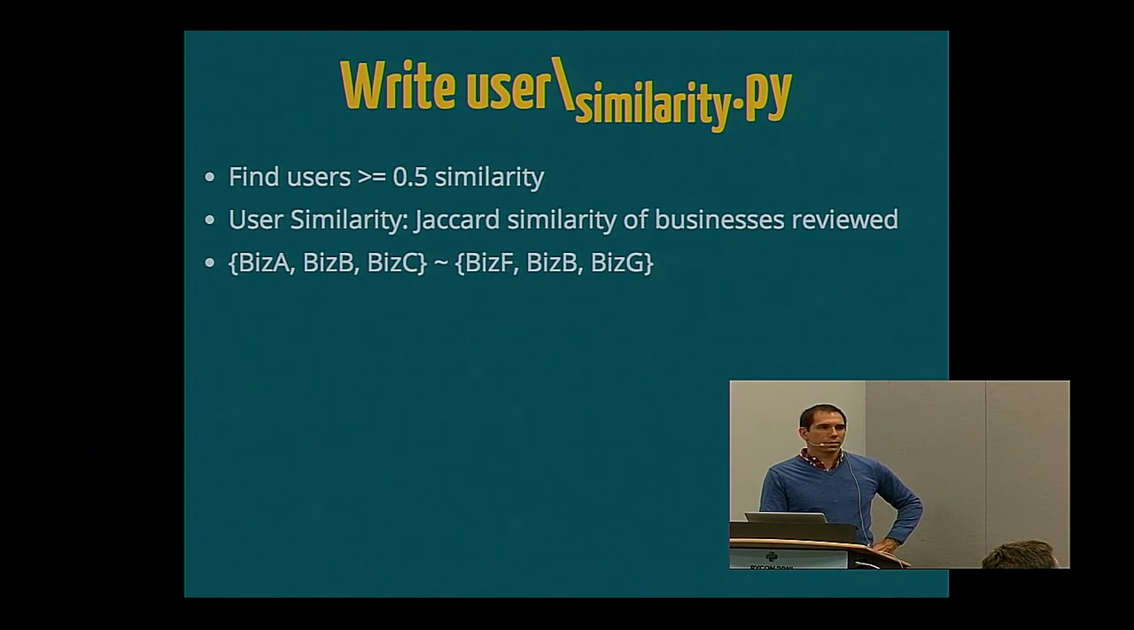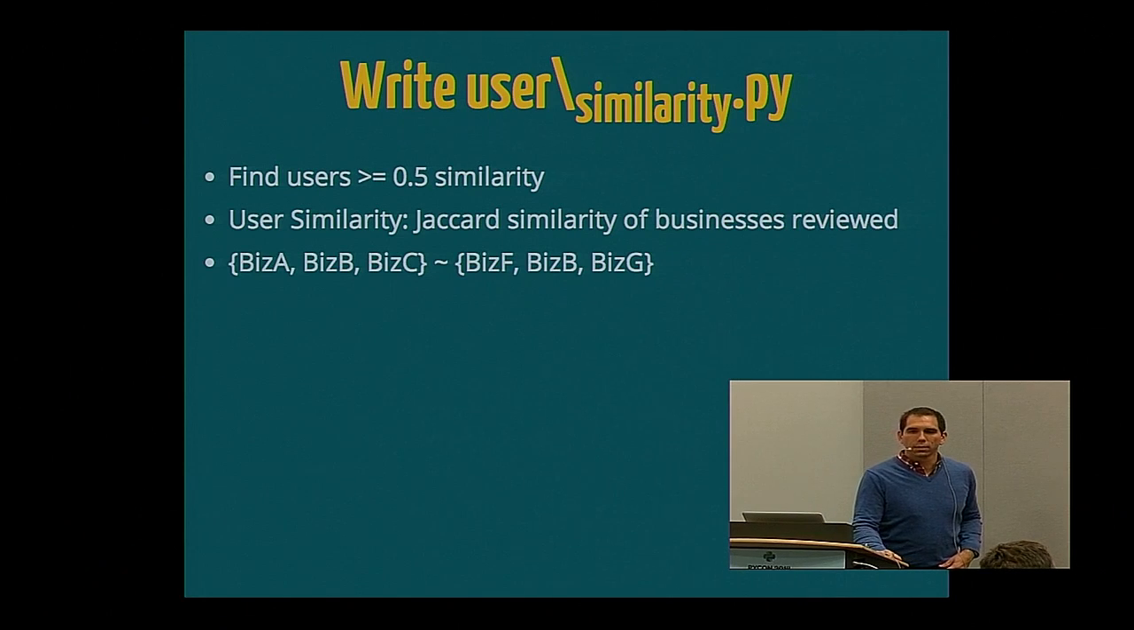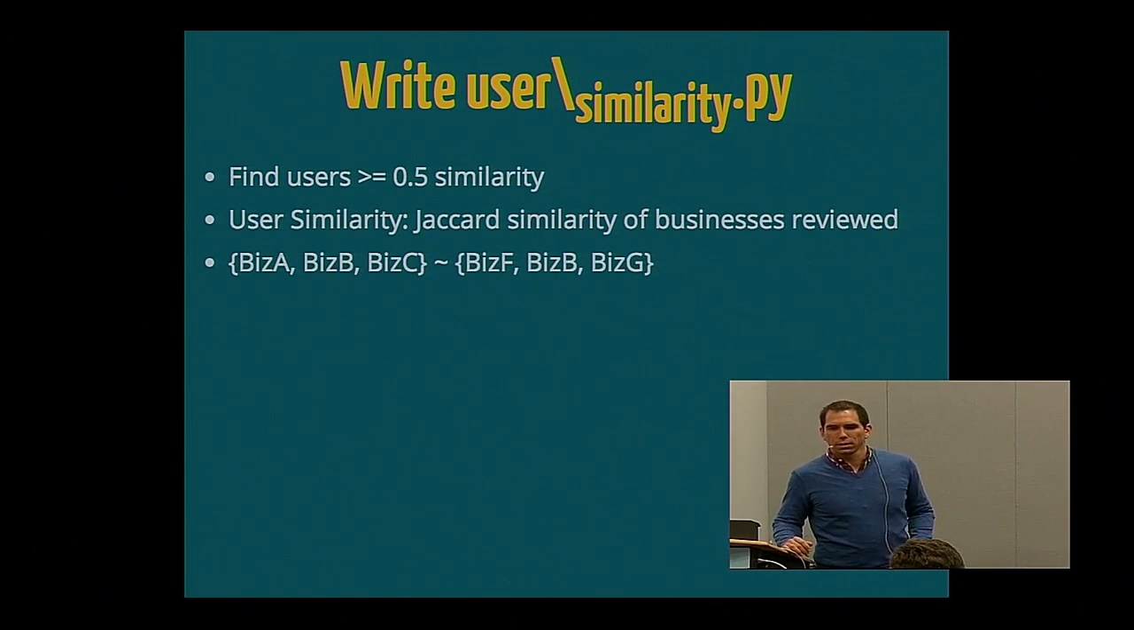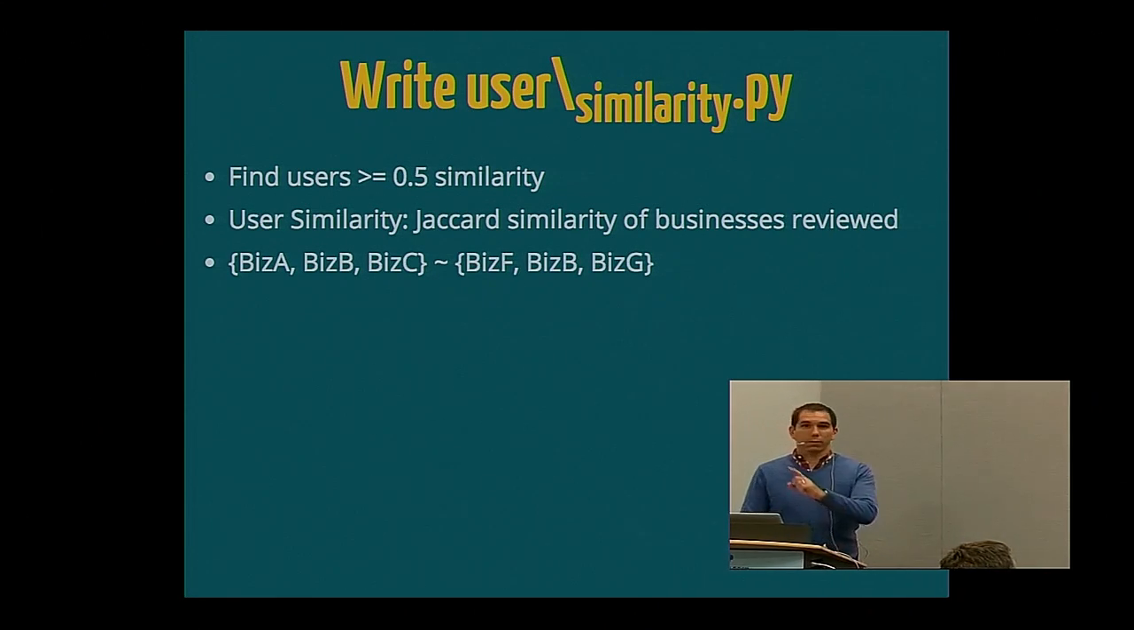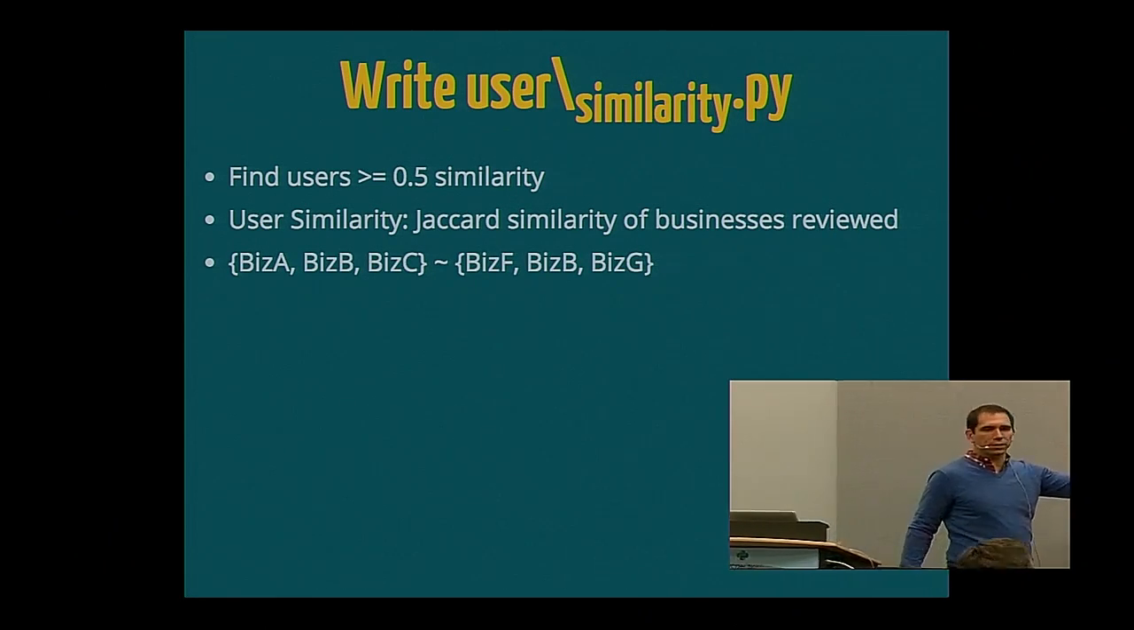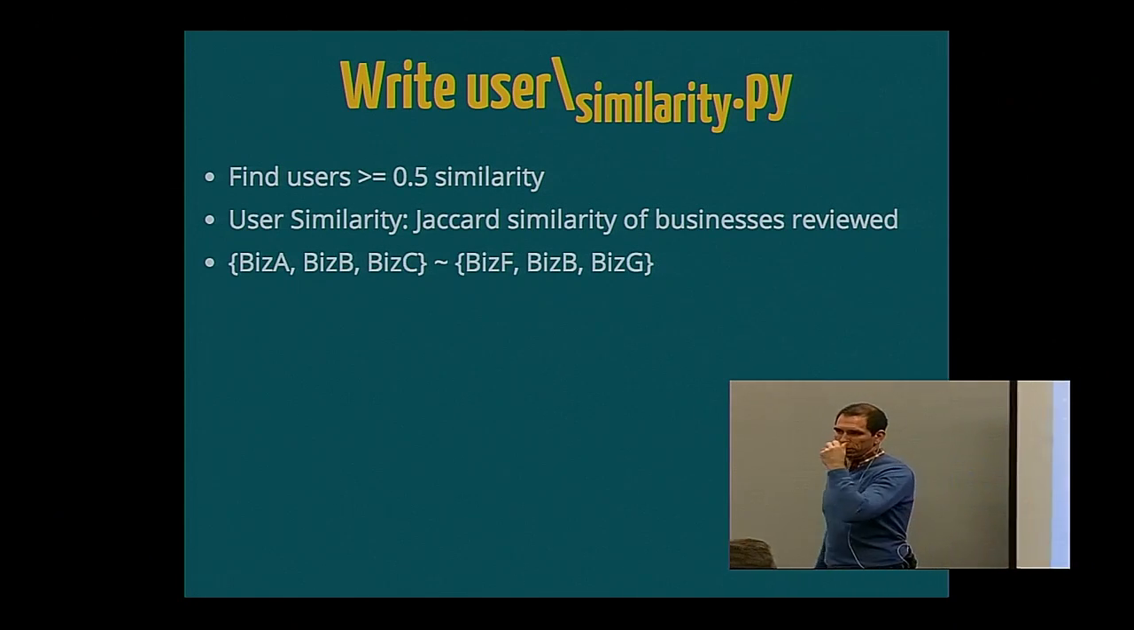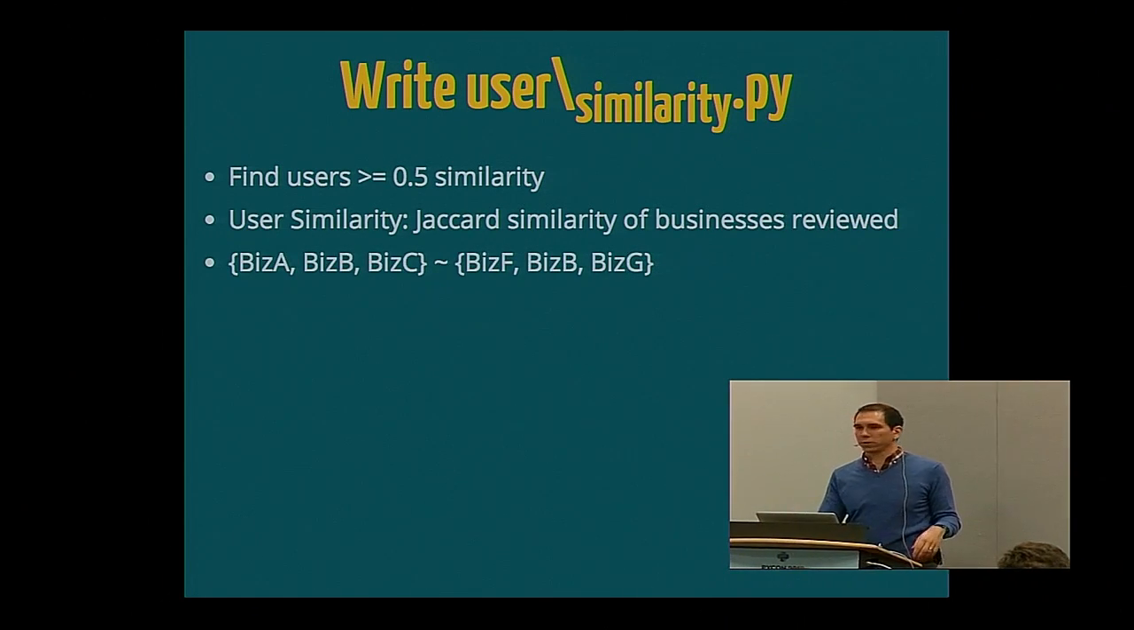Any other guesses? So, what was that? 0.2. And why do you say that? Perfect. Does everyone hear that? So there's one business in common and 5 businesses in the union. So these two users would not meet our standard.